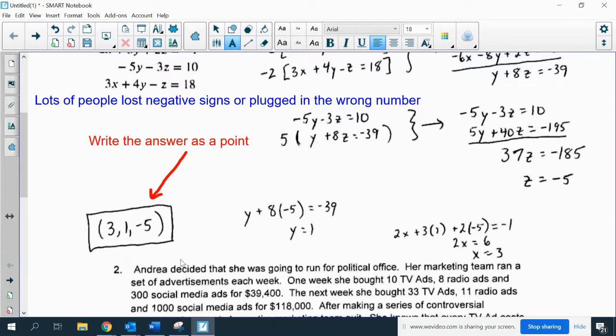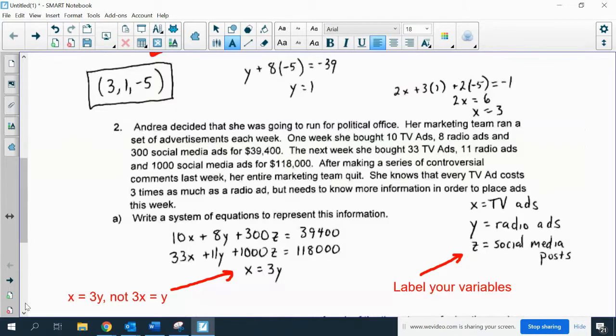And the reason we want you to do that is because that shows us that you understand that the answer to a system of equations is the intersection of the equations graphically. So in this case, we have 3 planes. The 3 planes intersect at a 3-dimensional point. That is what you are telling us when you write it as a point.